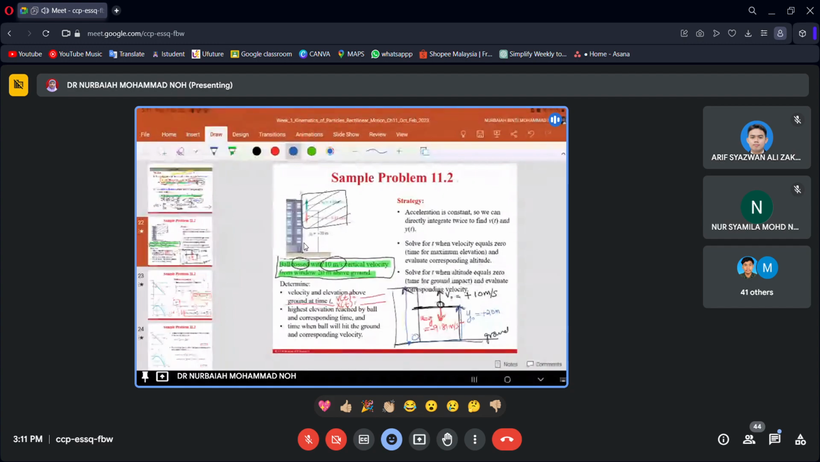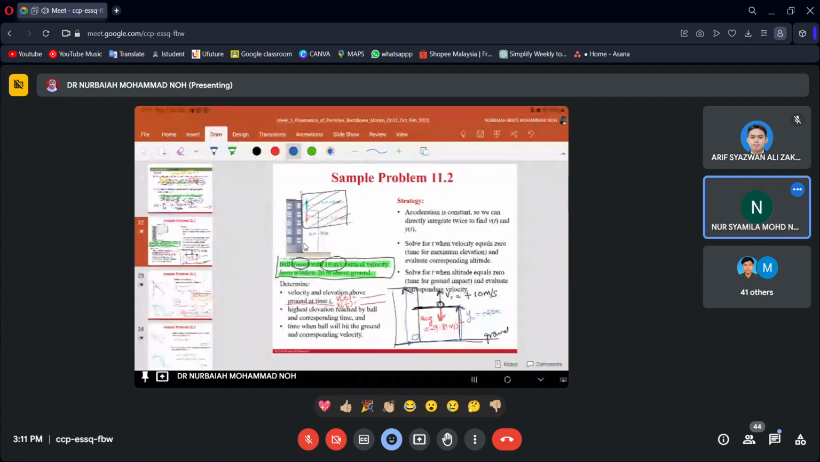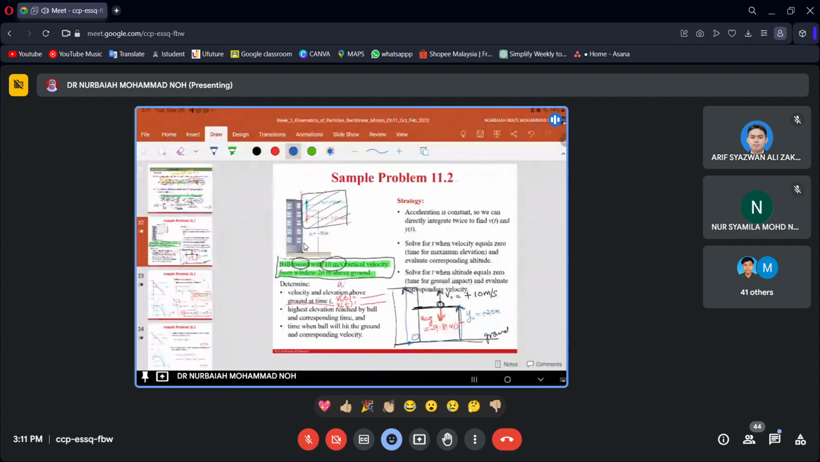If you want to have v function and x function, what do you need in order to develop these two functions? Acceleration as a function of t. You need to have acceleration as a function of t. That's good. You need to have a function first. From this function, you will conduct twice integration to get v(t) and x(t).